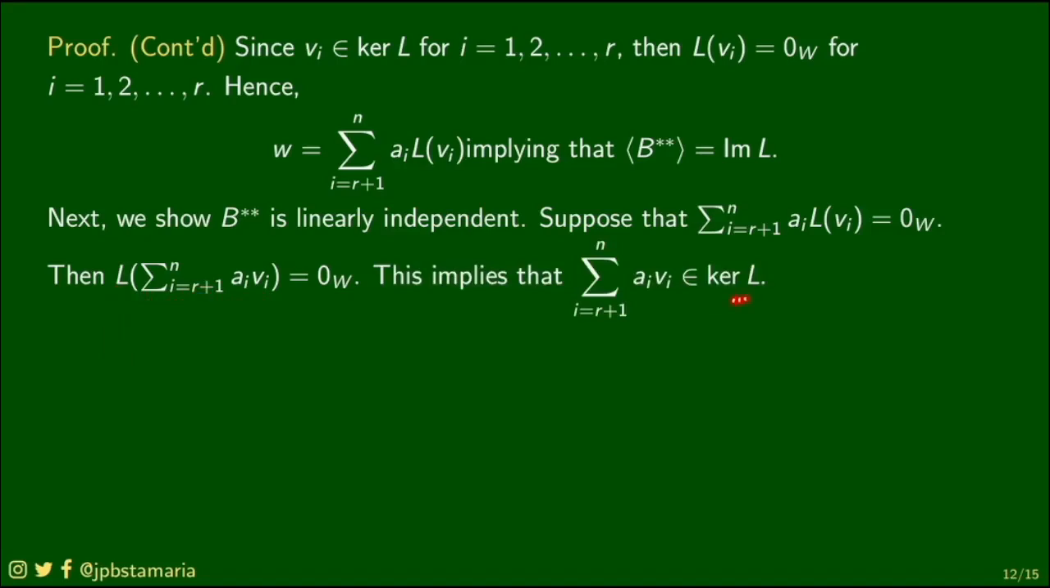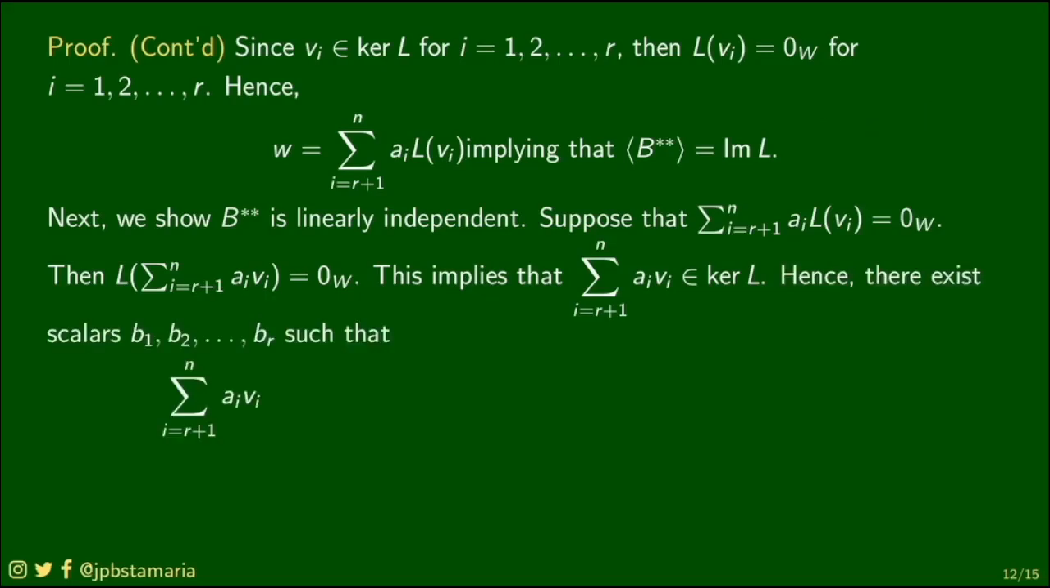But if this is in the kernel, we know that the kernel is generated by B, or B is a basis for the kernel. Therefore, this sum itself is a linear combination of the elements in B. But what are the elements of B? The elements of B include v_1 up to v_r. Therefore, I can write this sum as a linear combination of the v_i, i from 1 to r. So there are scalars b_1 up to b_r so that this is equal to this.